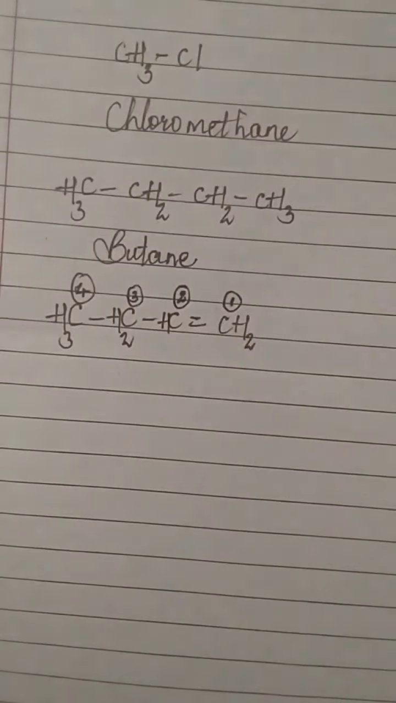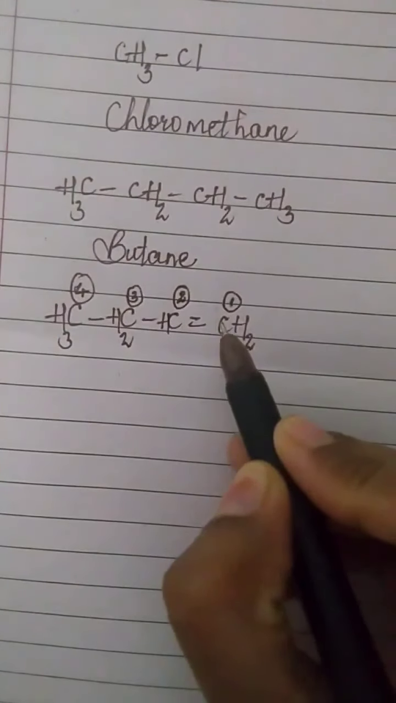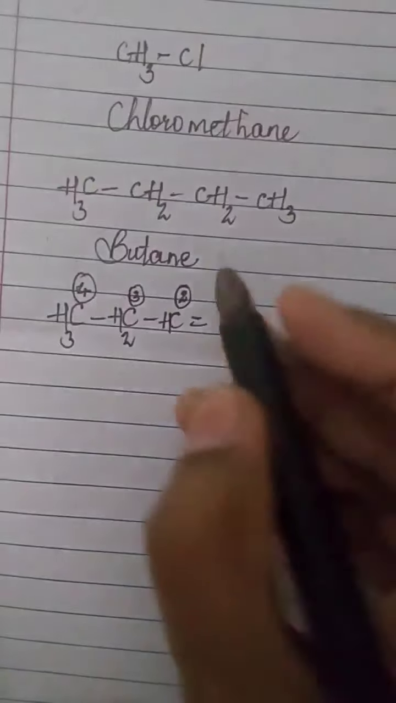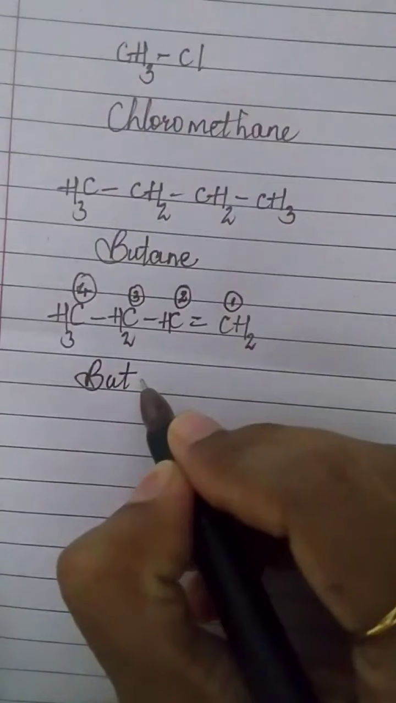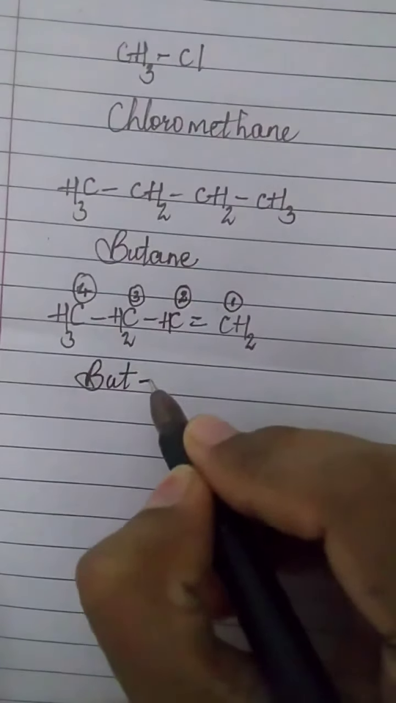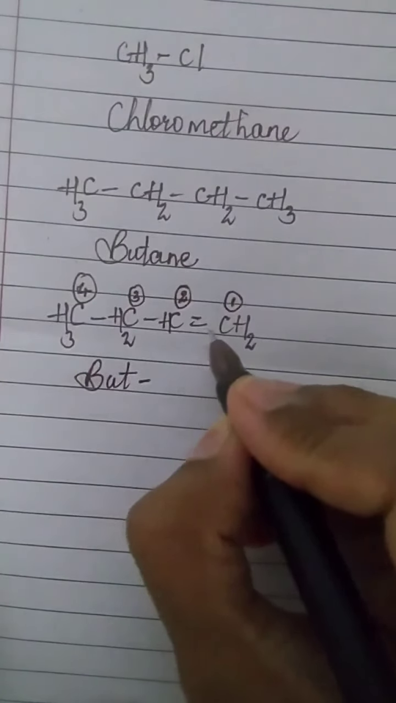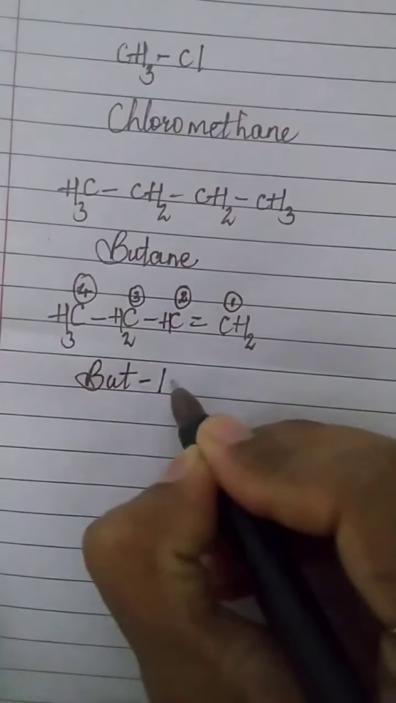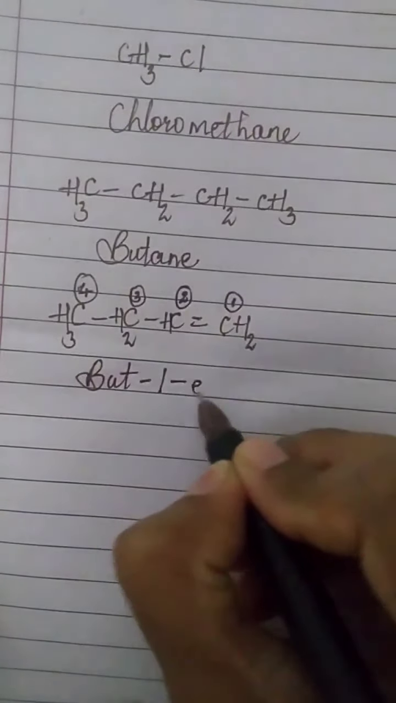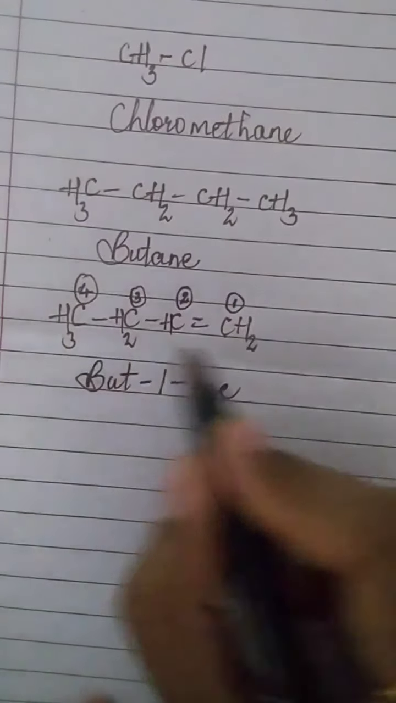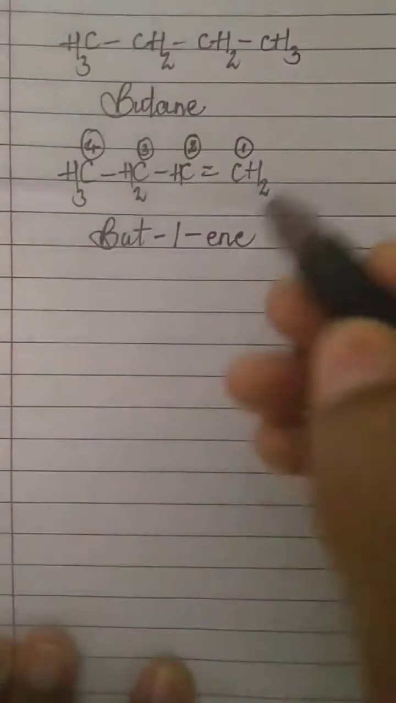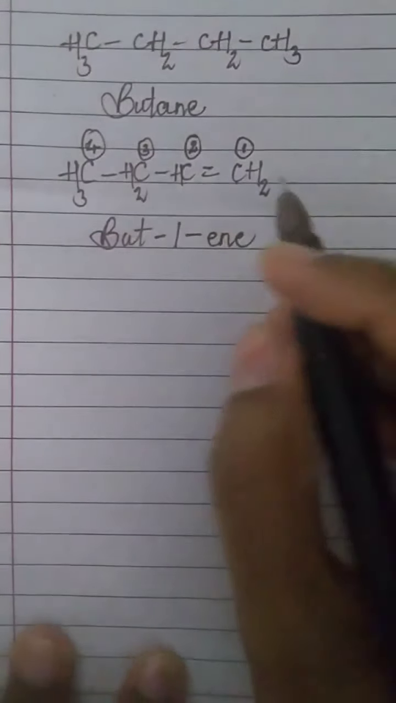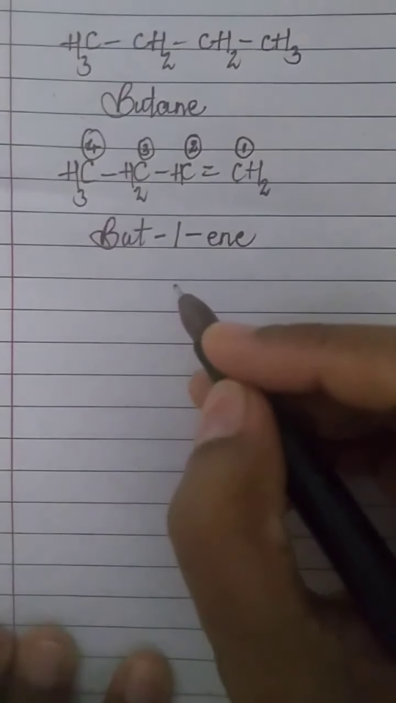Now, to which carbon is the double bond attached? To the first carbon. So, how will we write? Parent is butane. So, but, dash. To which carbon is the double bond attached? To the first carbon. 1 dash ene. So, the IUPAC nomenclature of this compound is but-1-ene. I hope this example is clear. Very simple one. As we do more examples, you will be better in this IUPAC nomenclature.